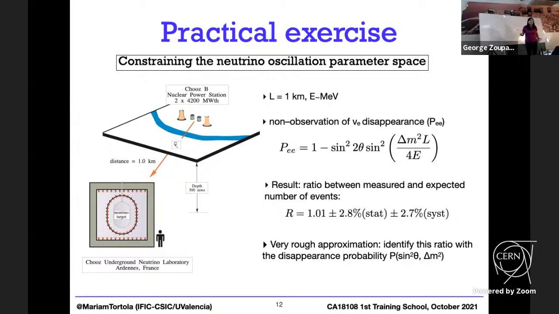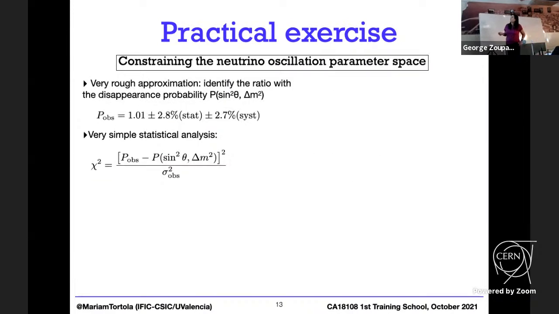So essentially no oscillations. The rate they were measuring was around 1. So no signal of disappearance. This is one example of a negative signal. So one can do a very rough approximation trying to translate this result to the parameter space. One can identify this ratio with the probability, and try to see what one can get.